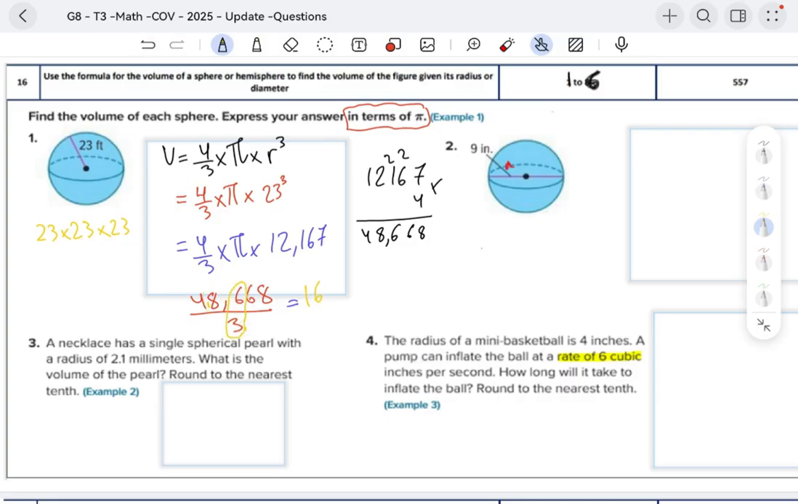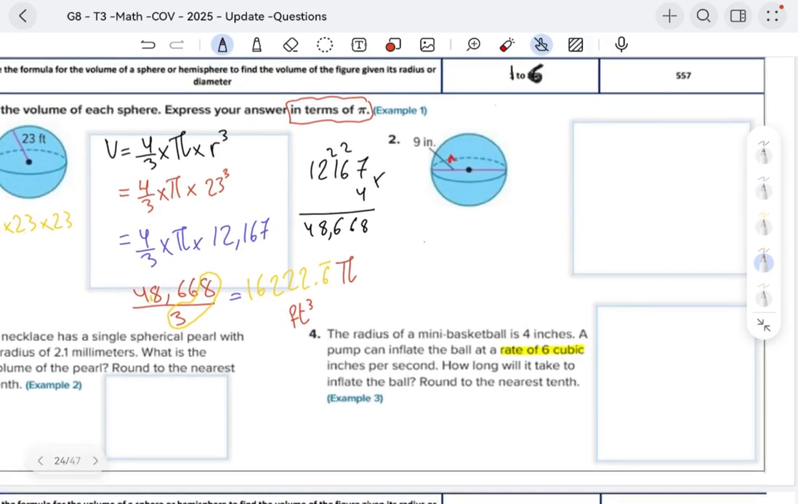Now 6 divided by 3 is 2. 6 divided by 3 also is 2. 8 divided by 3 is 2, and the remainder is 2. 2 times 3 is 6, so the difference is 2. The remainder is 2. 2 out of 3, which is 2/3. 2/3 is 0.6 repeating. So the final answer will be 16,222.6 repeating pi, and the unit is feet cubed.